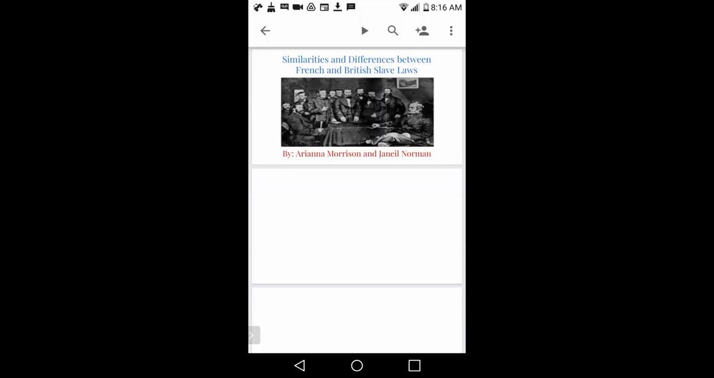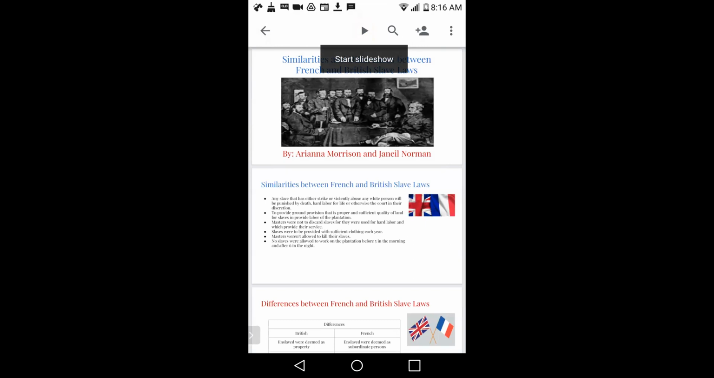Similarities and Differences Between French and British Slave Laws by Ariana Morrison and Janelle Norman.